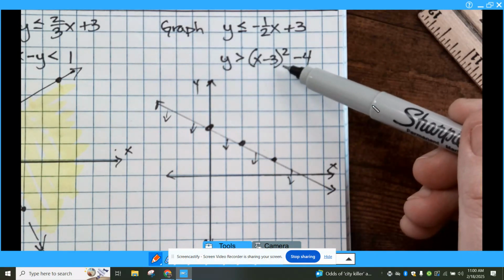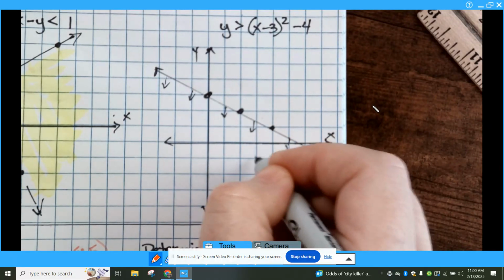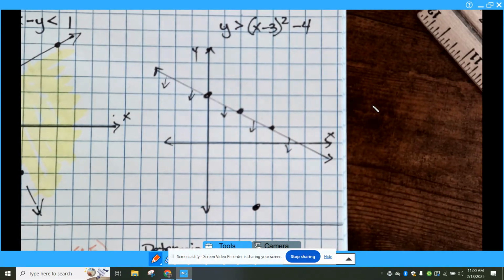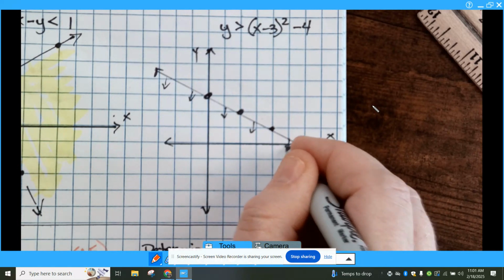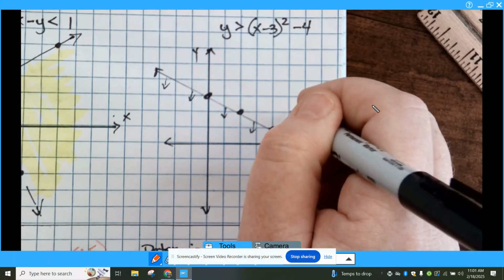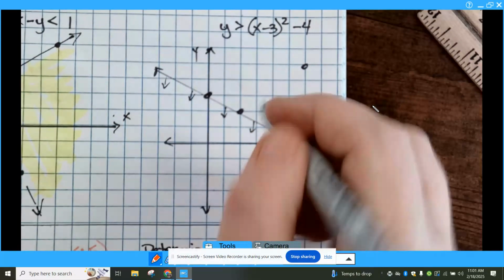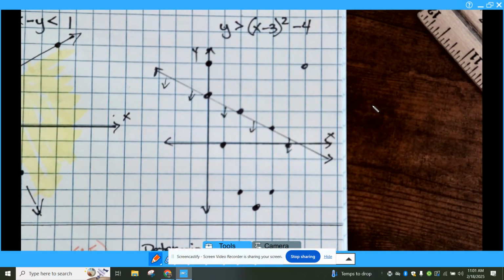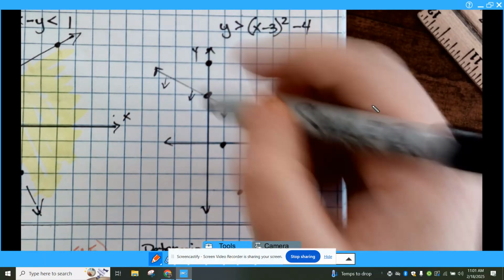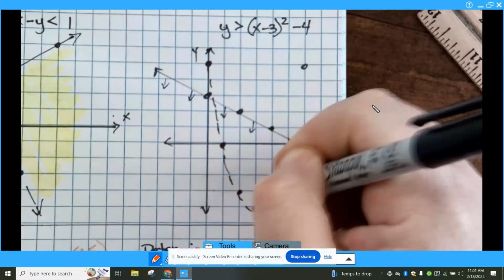So if I graph this, this is a parabola. My vertex is at 3, negative 4. 1, 2, 3, 4. I go up, since my a value is 1, I go up by 1, go up by 3, go up by 5, and it is going to be symmetrical. When I connect those, it's not going to be solid. It's going to be dashed. So we do our best. It's not going to be perfect.